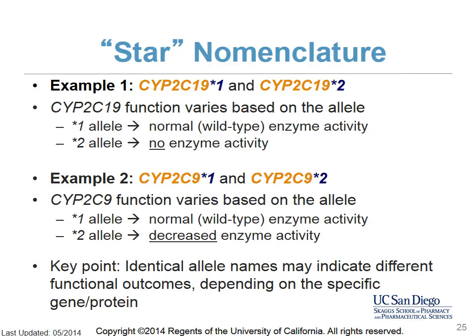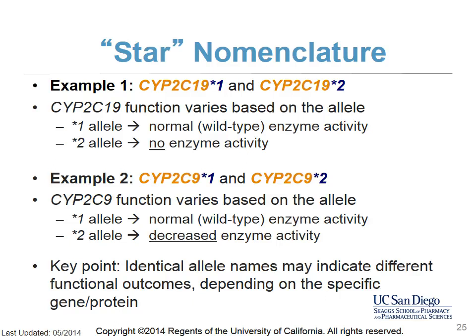Star nomenclature is yet another naming system to describe various alleles. Gene variations may lead to altered function of the encoded protein, but the outcome may be different for different genes. In the first example, variations in the CYP2C19 gene result in altered activity of the encoded cytochrome P450 enzyme. For every gene, the star 1 allele is always the wild type, leading to normal enzymatic activity. In this case, the star 2 allele is a polymorphism which abolishes enzyme activity.